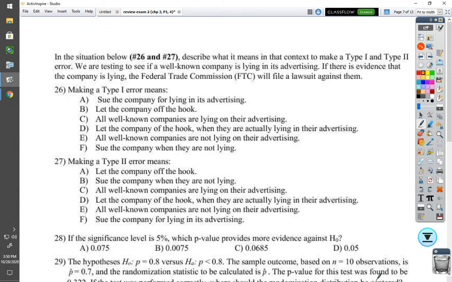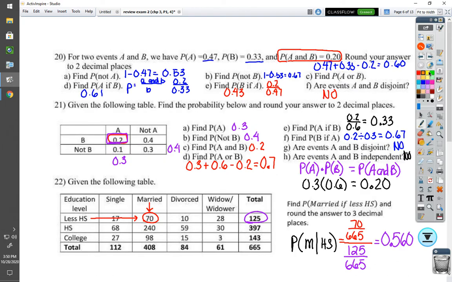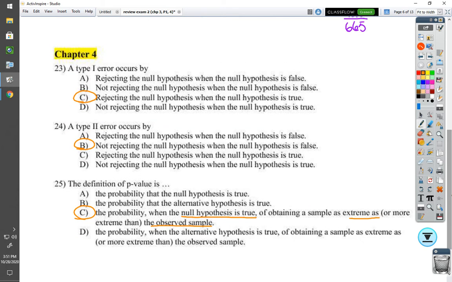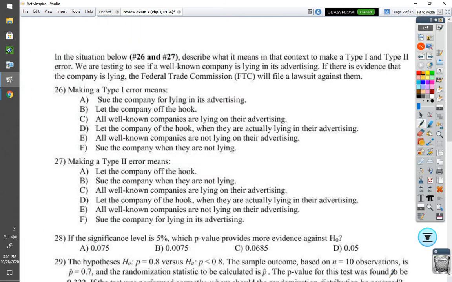In the situation below for 26 and 27, describe what it means to make the errors of type 1 and type 2. So in the first one, making a type 1 error. Remember, if we go back to the type 1 error very quickly, and we look at that definition, the type 1 error is rejecting the null when the hypothesis is true. So the only one here where that takes place is that we sue the company, so we effectively do something when they actually were not lying. The null was true. Nothing was happening, but we rejected that nothing was happening.